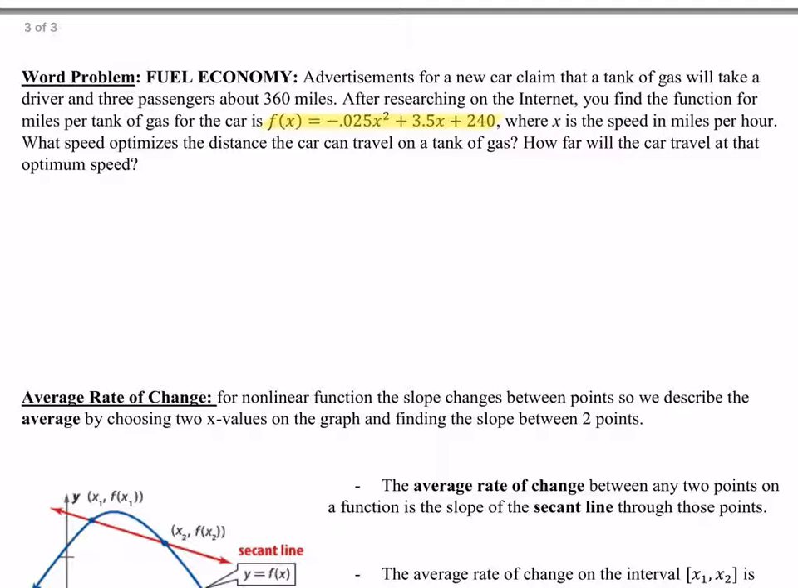So I highlighted right now the function here. We want to find out, our goal is the x and the y values of the max point. And if we read through, they tell us that this equation gives us the miles per tank of gas in a car, where x is some speed. So we want to know what speed optimizes the distance the car can travel. Right, so what speed is the best? What speed is going to give you the most mileage in the tank? So if we had this graph, we're looking for the highest point on the graph.